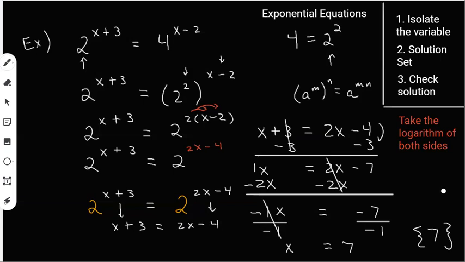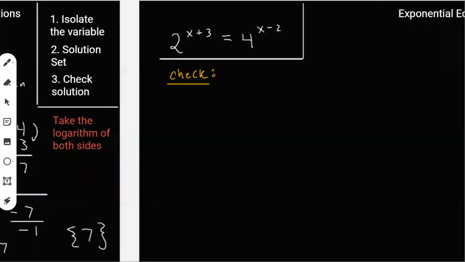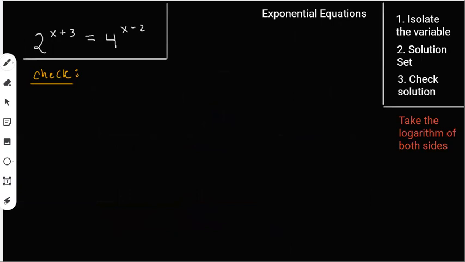So how do I know that this works? Well, I'm going to check my solution on the next slide. So what I'm going to do is I'm going to check it for x equals 7. I'm going to start off with my original equation, that 2 to the x plus 3 power is equal to 4 to the x minus 2 power. And all I'm going to do is let x be 7 and see what happens. So everywhere I see an x, I'm going to replace that with a 7. So I get 2 to the 7 plus 3 power, and over here I get 4 to the 7 minus 2 power.